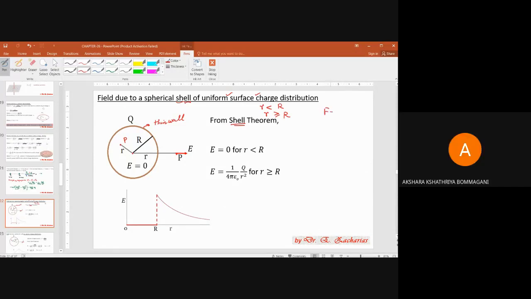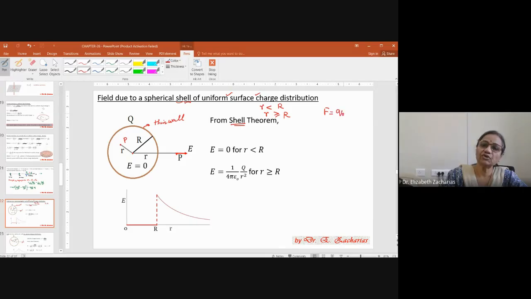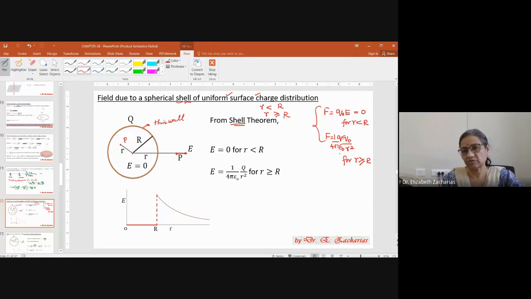For a uniformly charged shell, you know that F is equal to q naught into E. So F is equal to 0 for r less than capital R, that is, if your point is inside. And similarly, F will be equal to 1 by 4 pi epsilon naught q naught Q by r square for r greater than or equal to R. So these were the two shell theorems.